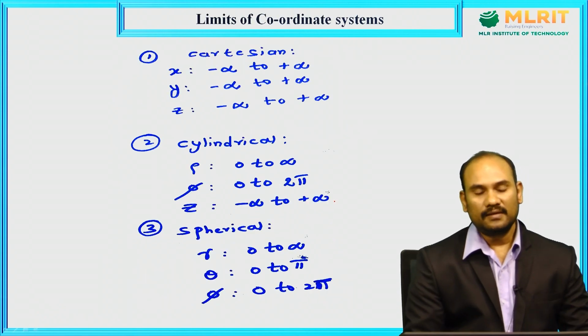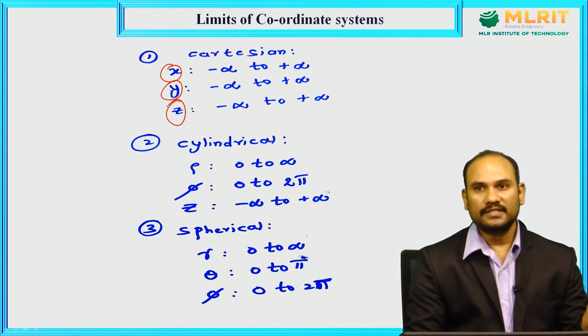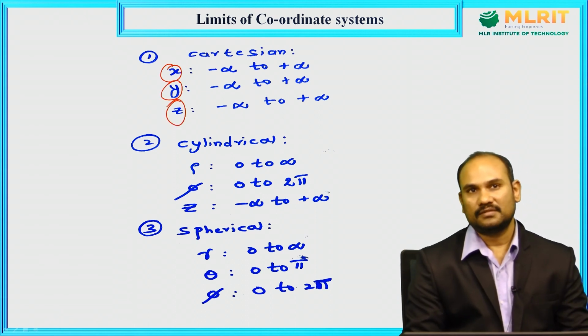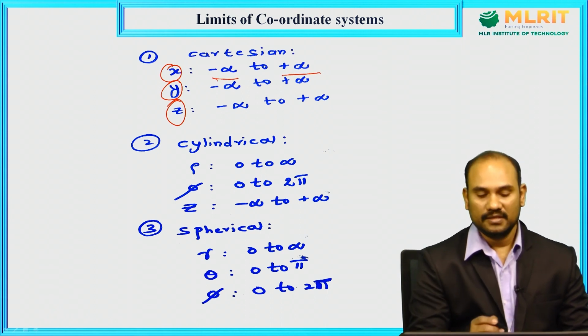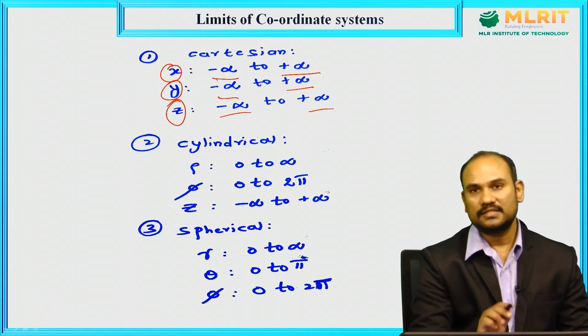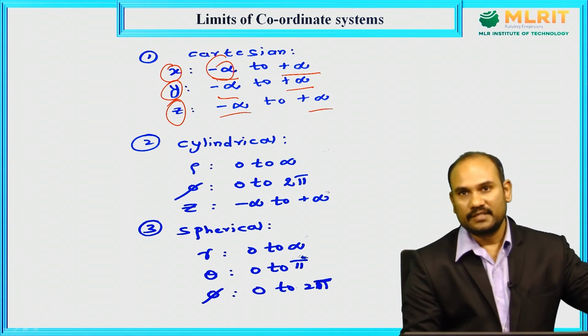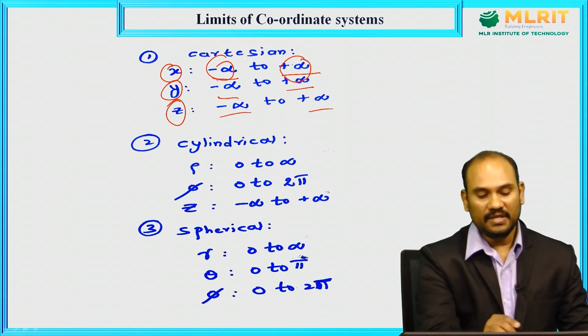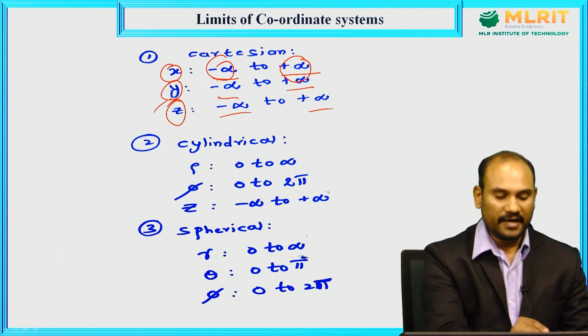As you can see here, in Cartesian system x, y, z, all three coordinates have the same limits, that is, x can go from minus infinity to plus infinity, similarly y, similarly z. That means minus infinity means negative x axis up to infinity, plus infinity means it is also x axis but positive x axis up to infinity, similarly y and z.